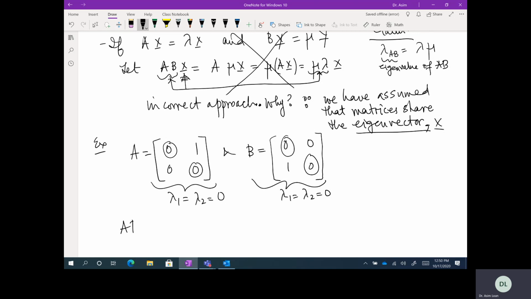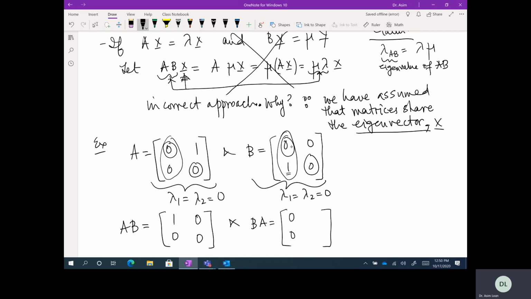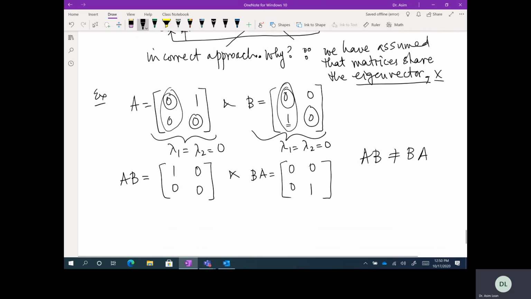What about AB? If we know our matrix multiplication, I am multiplying this matrix A by this column. When I do that, I'm only taking the second column here, which is 1 and 0, and here there is no contribution. And BA is, B times A, there is no contribution here, 0, 0, and then I'm picking the first column, which is 0 and 1. So AB is not equal to BA.